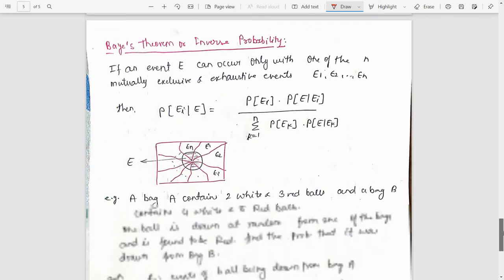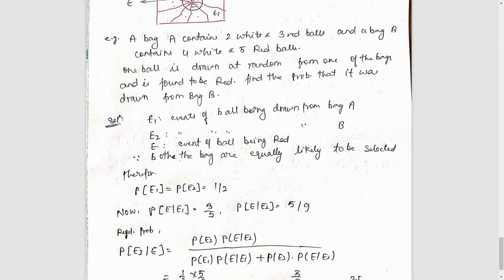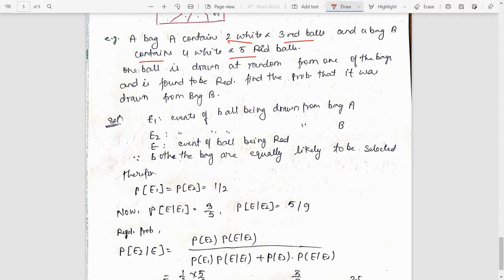Okay, so let me discuss a problem, and then you can understand it. A bag A contains two white and three red balls, and a bag B contains four white and five black balls. Let me explain how this is coming. There's a bag A and there's a bag B. This bag A has two white and three red, and this bag B has four white and five red.